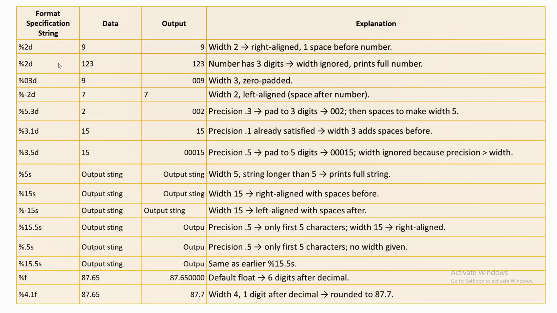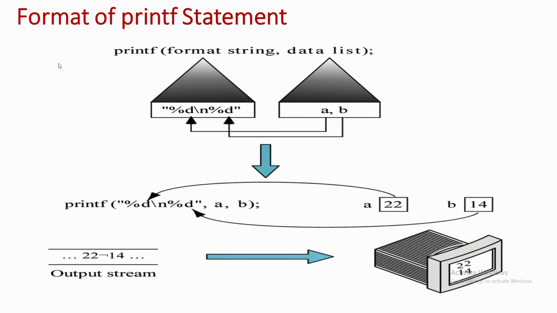This table summarizes everything we have studied so far. Now look at this diagram carefully. The diagram shows the complete structure of a printf statement. A printf statement mainly consists of two parts: a format string and a variable list. The format string tells the compiler how the output should be displayed. The variable list contains the actual values that need to be printed.